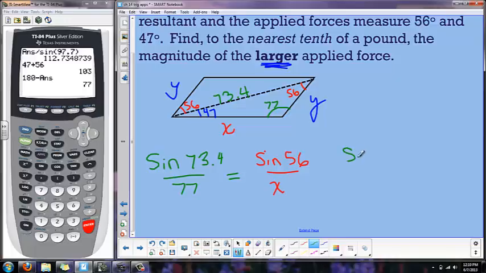And then I'm going to do the exact same thing over here to solve for y. So sine of 73.4 over 77 is equal to sine of 47 over y. Okay, and I'm going to go ahead and solve for both of those.